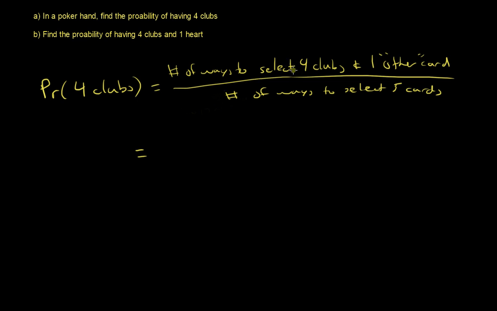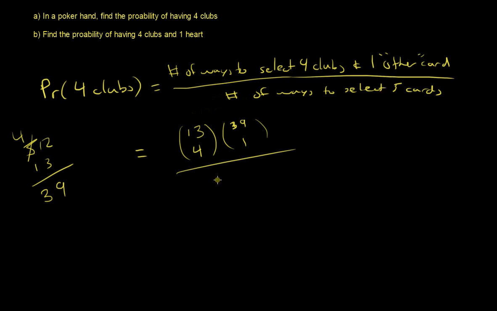So how many clubs are in the deck? Well, there's 4 different suits, right? And 52 cards. So 52 divided by 4 is 13. So we have 13 possible clubs and we're selecting 4 of them. Now, how many cards are not club? Well, there's 52 cards in the deck, 13 of them are club. So that leaves us with 39 non-clubs, and we're choosing one of those.